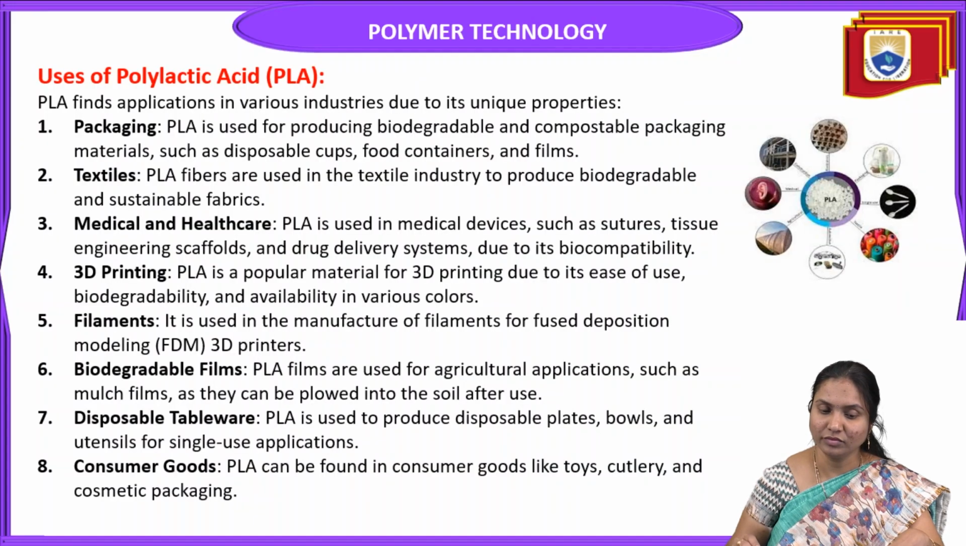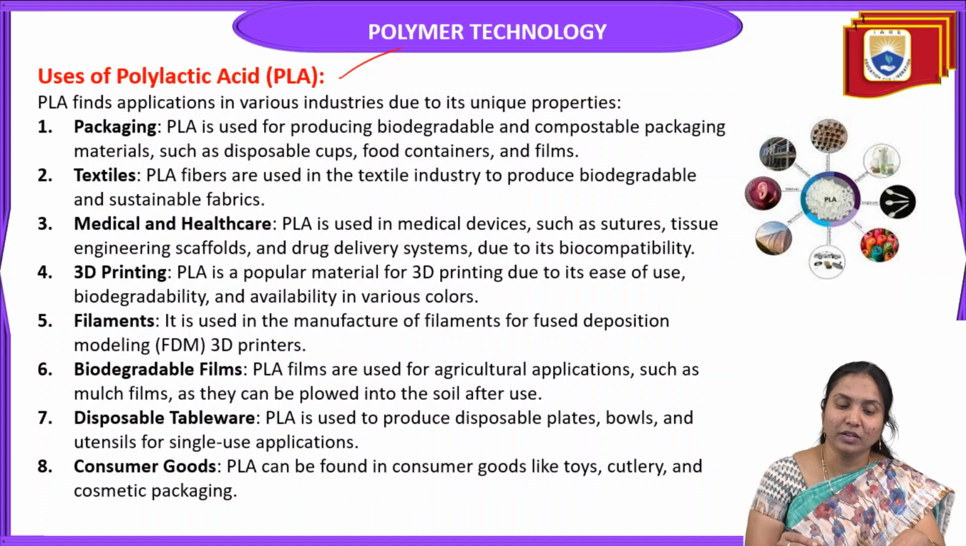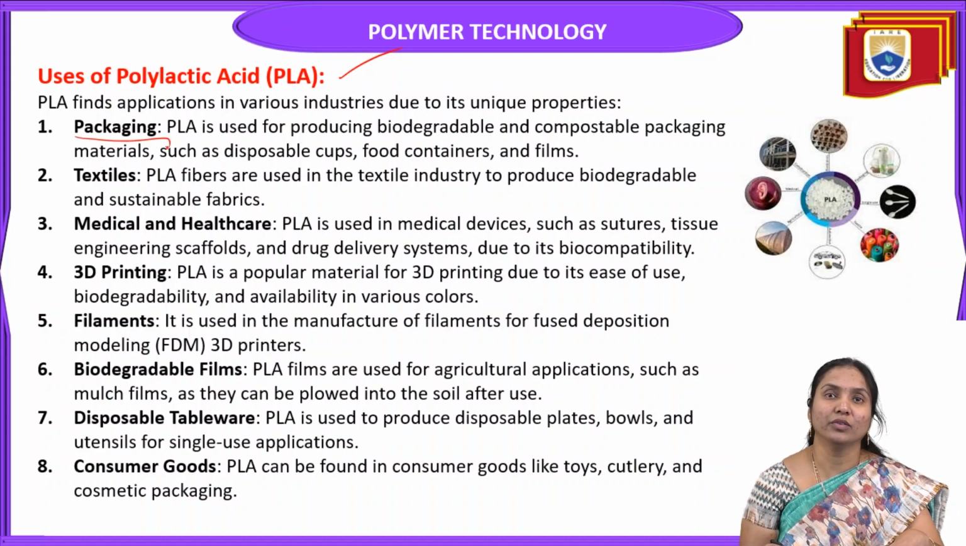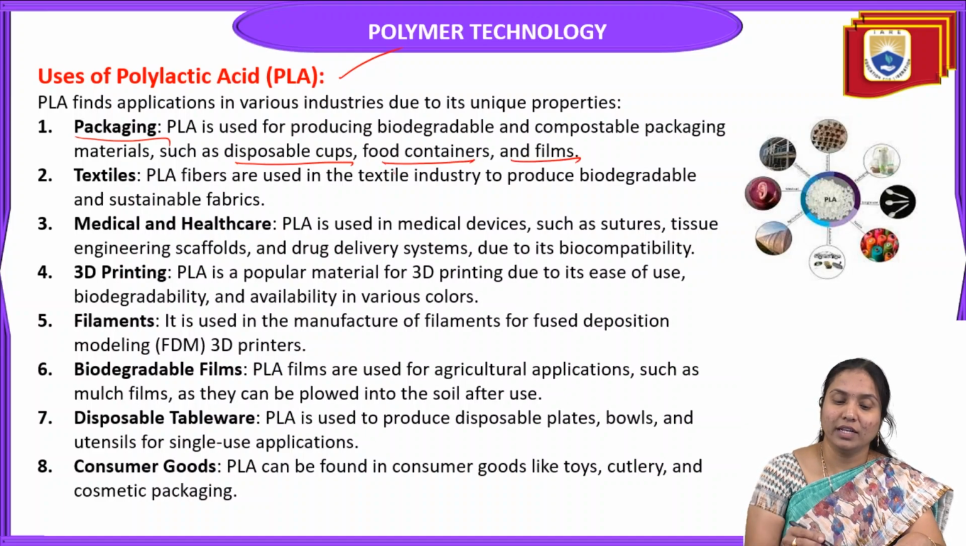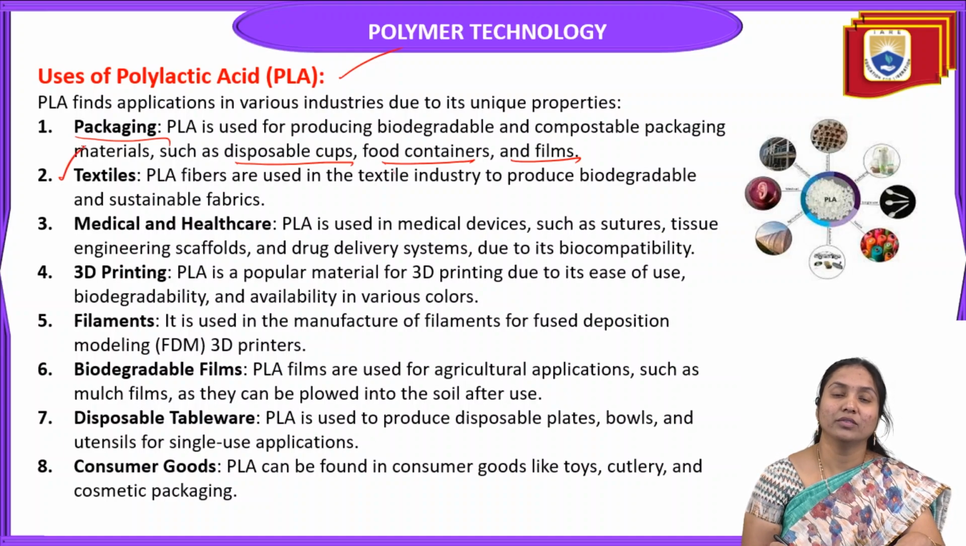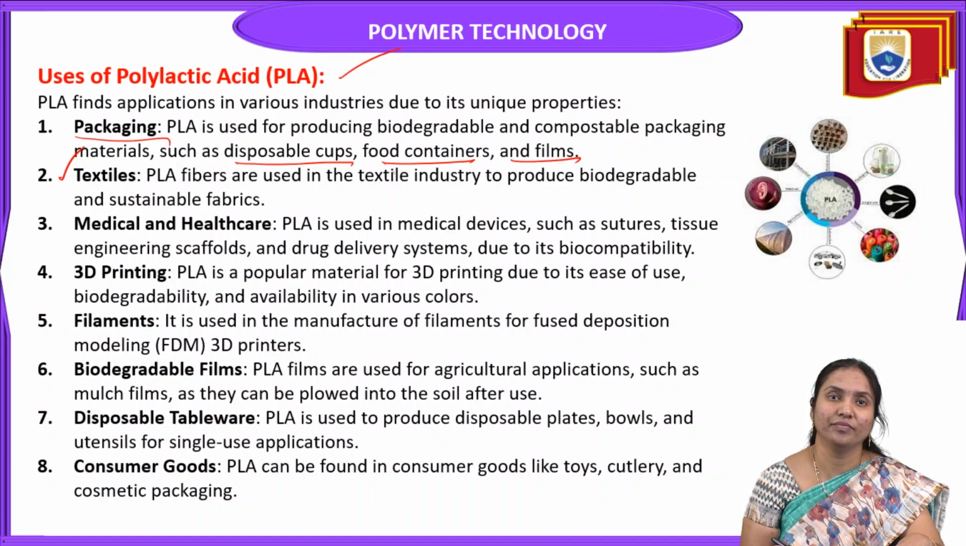So what are the uses of polylactic acid? Polylactic acid is used in so many applications because of its unique properties. First one is packaging. It is used for producing biodegradable and compostable packaging materials such as disposable cups, food containers and films. Next one is textiles. These fibers are used in the textile industry to produce biodegradable and sustainable fabrics.